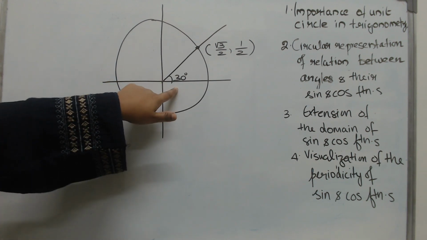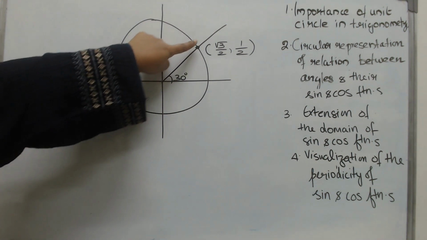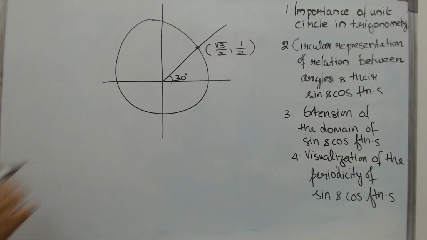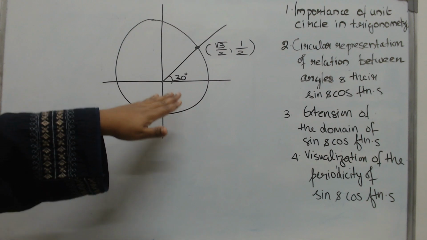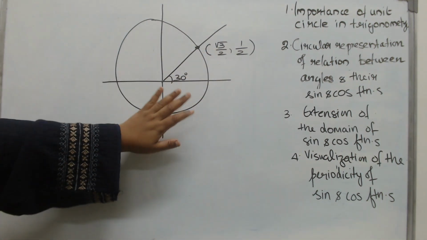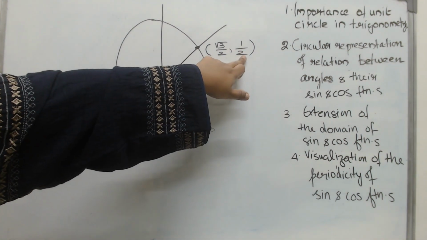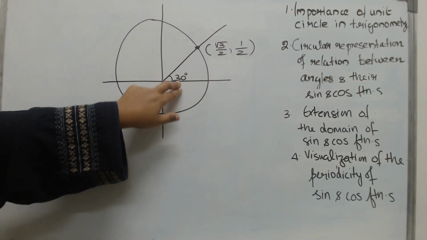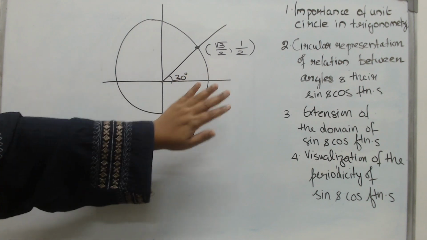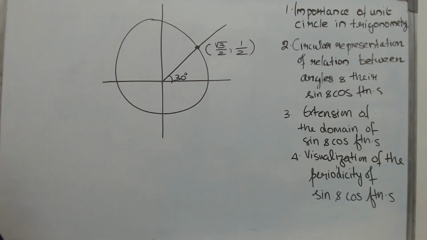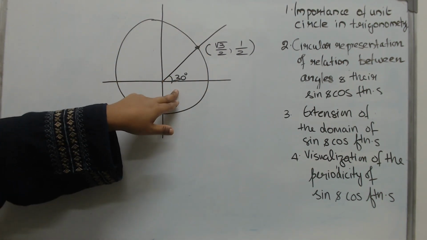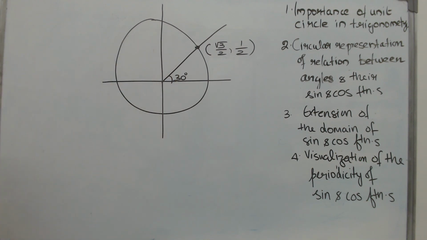Now what did we see? The angle where it meets the unit circle, that point on the unit circle actually denotes the sine and the cos function. How? The sine of this angle will be the y coordinate, the cos of this angle will be the x coordinate, and this way we have found a relation between the angles and their sine and their cos function. That is what we saw.